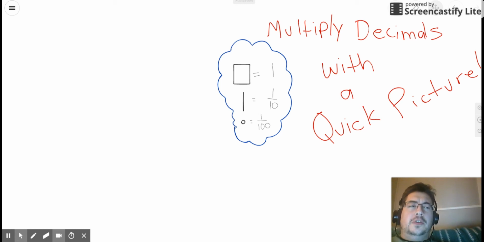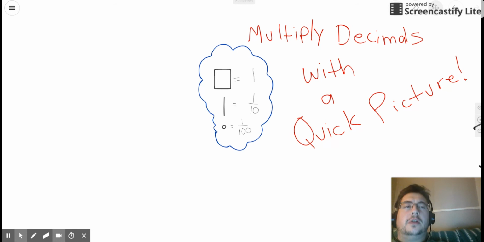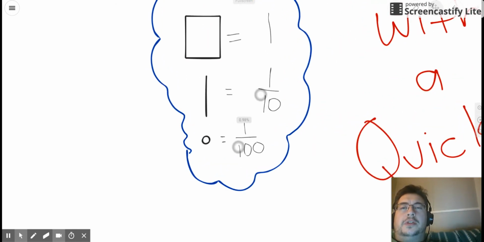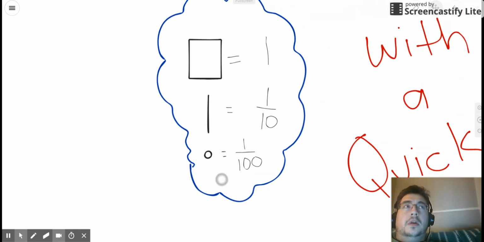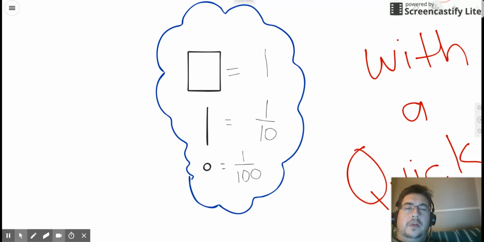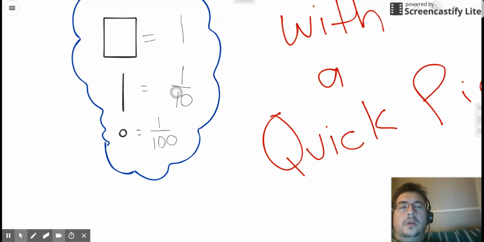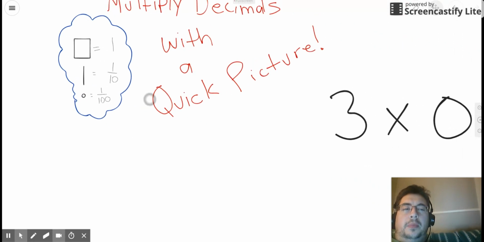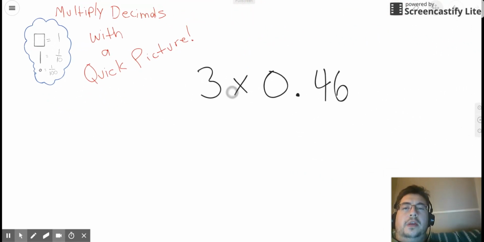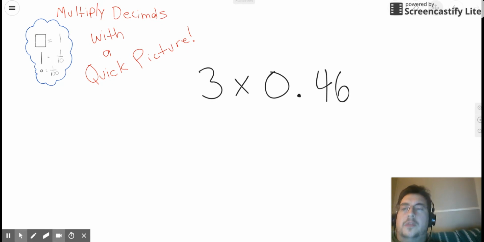Alright guys, I want to show you one way that we can model the multiplication of decimals, and that's using a quick picture. For our quick pictures, we're going to be using our base 10 symbols here. A square represents one whole, the line represents 1/10, and the little dot, or you can even draw a little cube if you would like, represents 1/100th. So our example problem is going to be 3 times 46 hundredths.